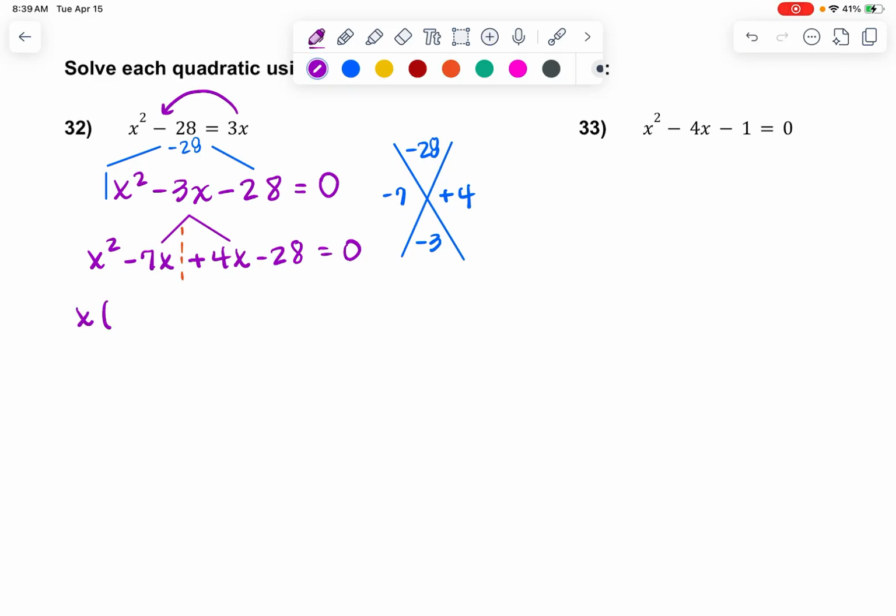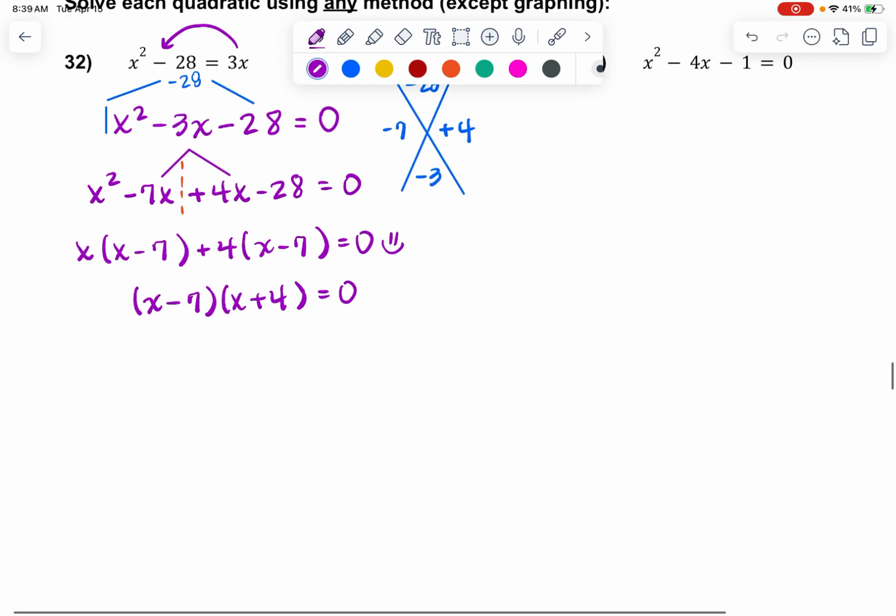All right, so we can take the x out, x minus 7. We can take the 4 out, which also gives us x minus 7. Put my little smiley face because I have parentheses that are alike. So x minus 7 and x plus 4 are our factors. But we can't stop there because we need solutions, not just factors. So once we have it factored, we're going to set each one of those factors equal to 0 and then solve those little algebra equations, right?